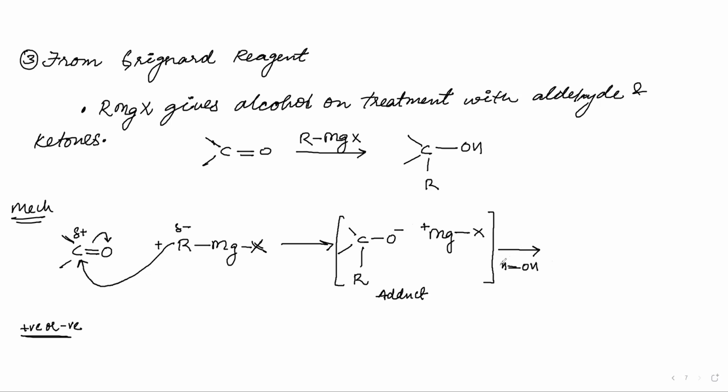So H, this is delta positive obviously. H is a proton. It will go to the O negative. So we'll have R, C, OH. Now this OH is negative, so Mg will gain the OH. It will now be MgOHX. Okay, so note down this, and we will deal with some different kinds of aldehydes and ketones, and we will do some questions.